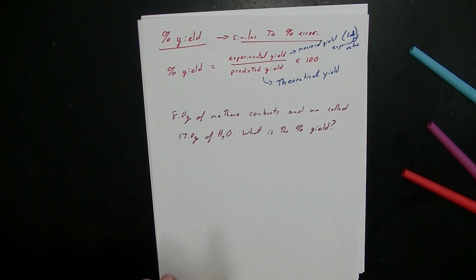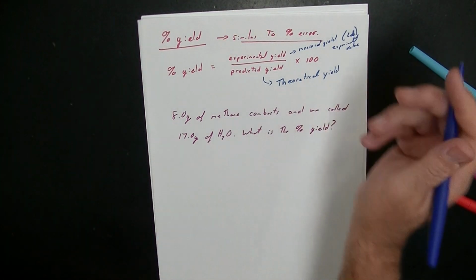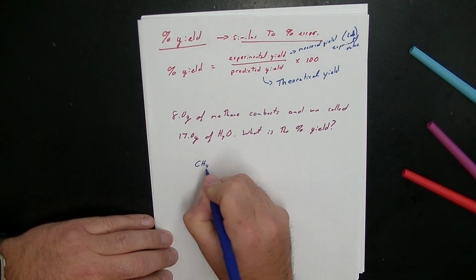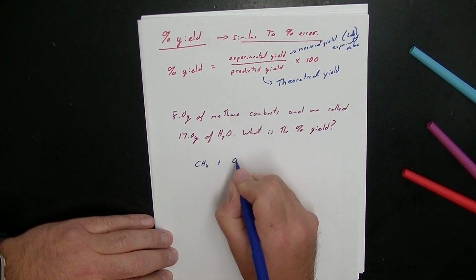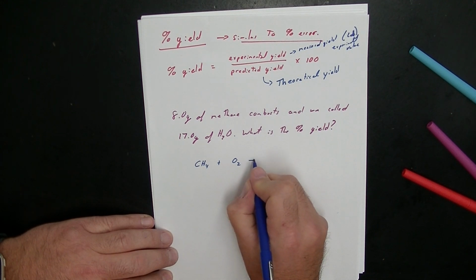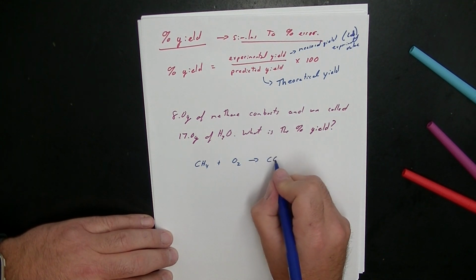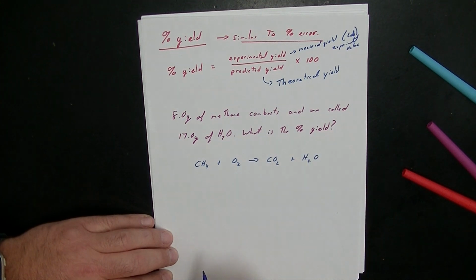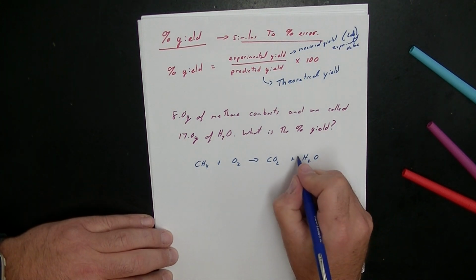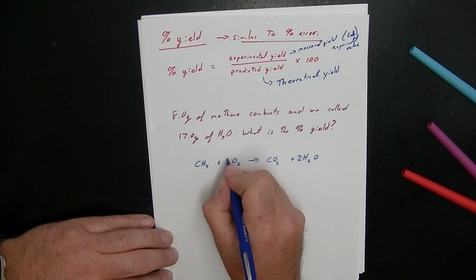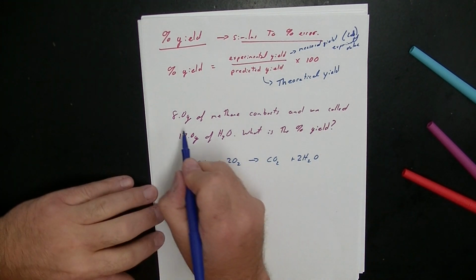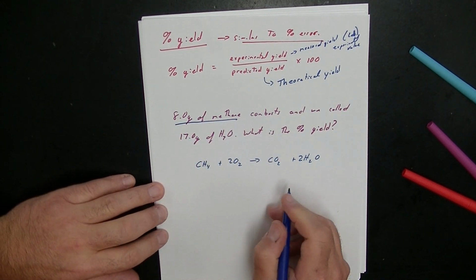So the very first thing we really need is the equation. We have methane, CH4. It combusts, so we're adding oxygen. We know that that's going to produce carbon dioxide and water. When we balance this, we need a 2 here and we need a 2 here. Now, we're starting with 8 grams of methane.